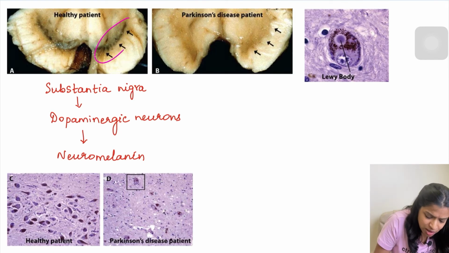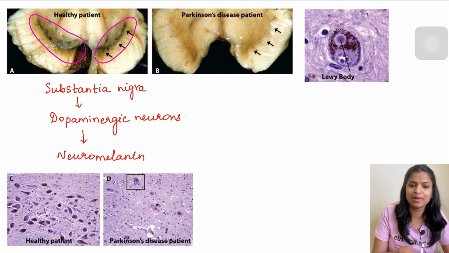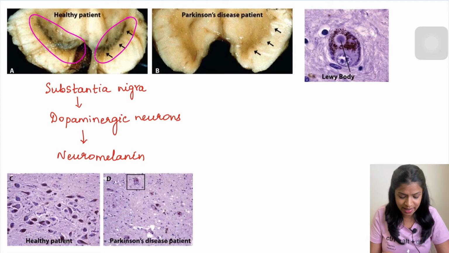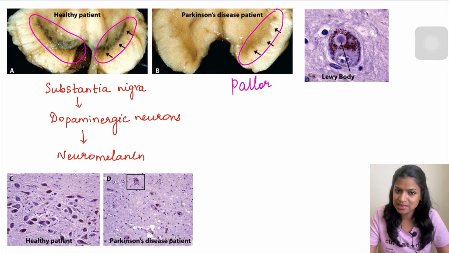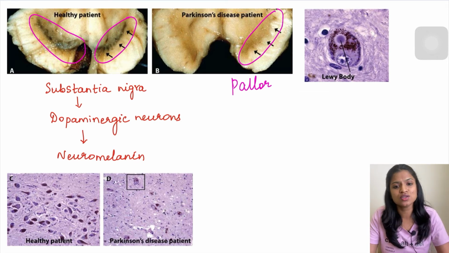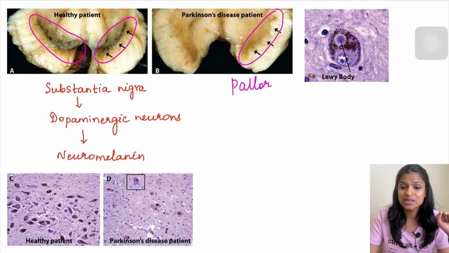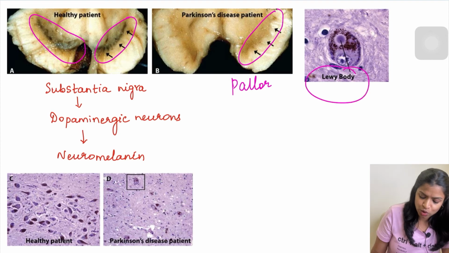So in Parkinson's disease, these dopaminergic neurons are being lost. In the first image, this area is the normal substantia nigra which is appearing black because of the presence of neuromelanin. But in the Parkinson's disease patient, the second image, we can see it is appearing pale, right? Pallor of the substantia nigra is seen in Parkinson's disease. That is because of the loss of dopaminergic neurons which had the neuromelanin. So what is the classical thing which we see in Parkinson's disease? It is a Lewy body.